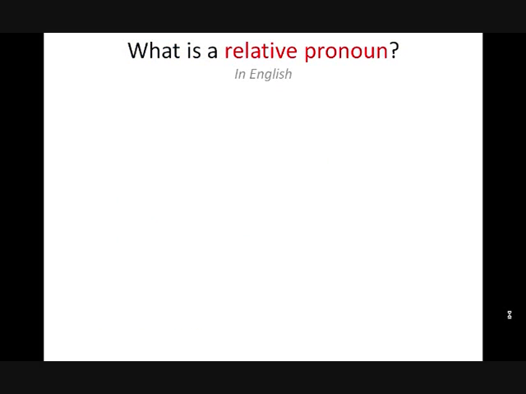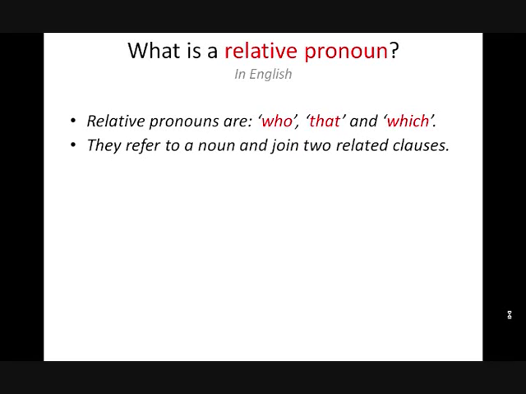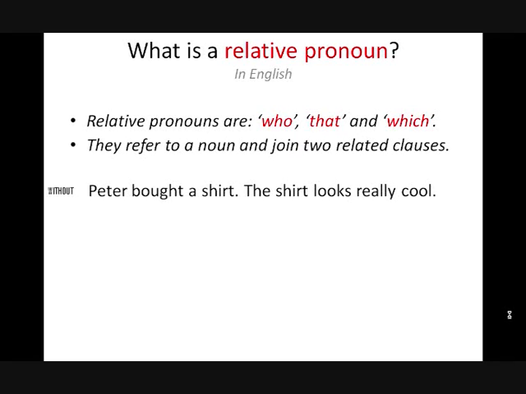First of all, what is a relative pronoun? Relative pronouns are words like who, that, and which, and they join together two related clauses, or two related ideas. Here's an example of two clauses without a relative pronoun. Peter bought a shirt. The shirt looks really cool. See how both of these clauses are related, because they're both referring to the shirt.